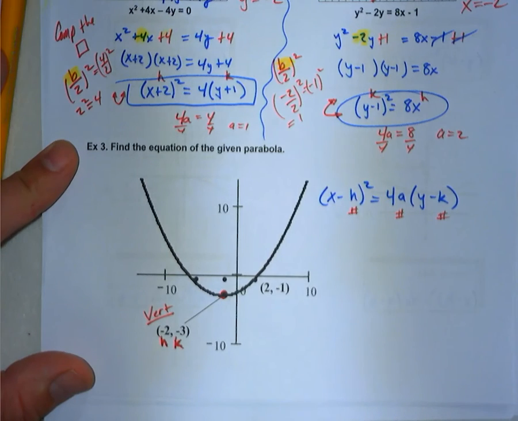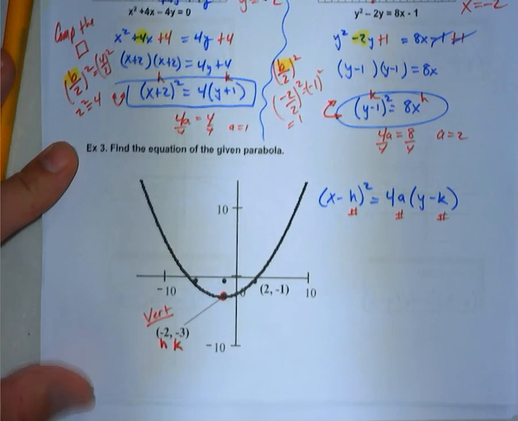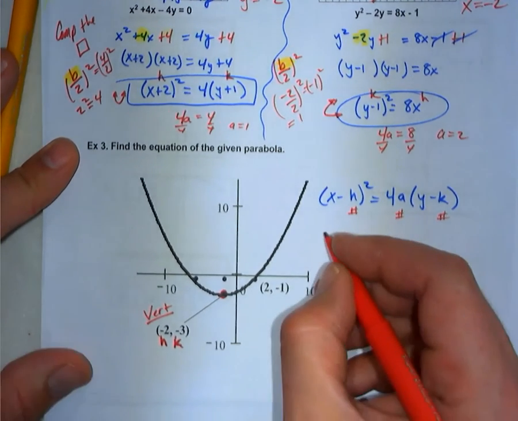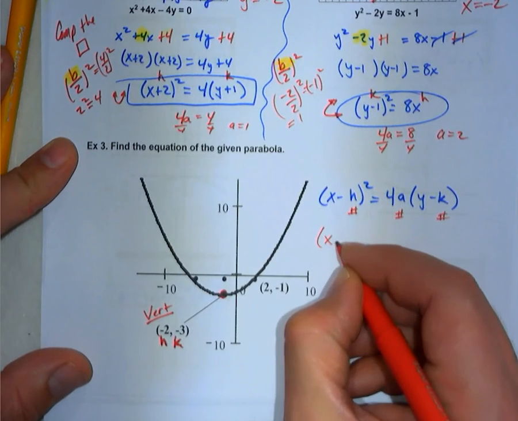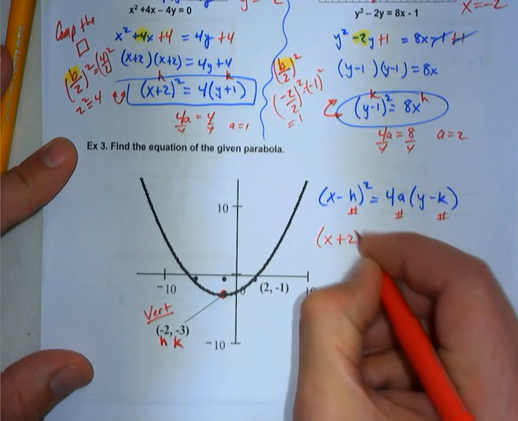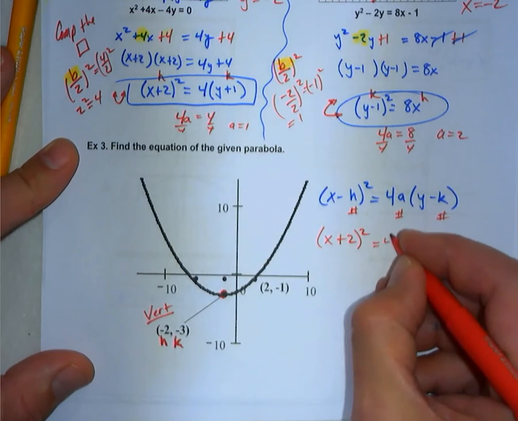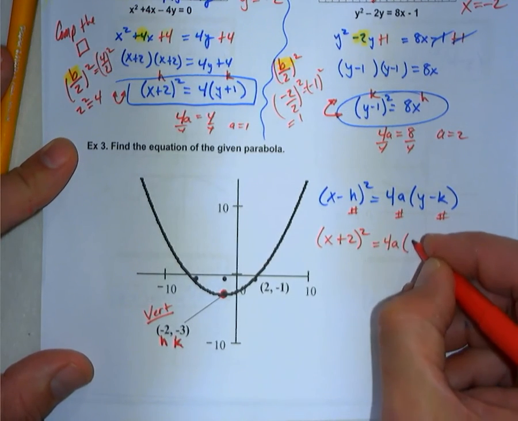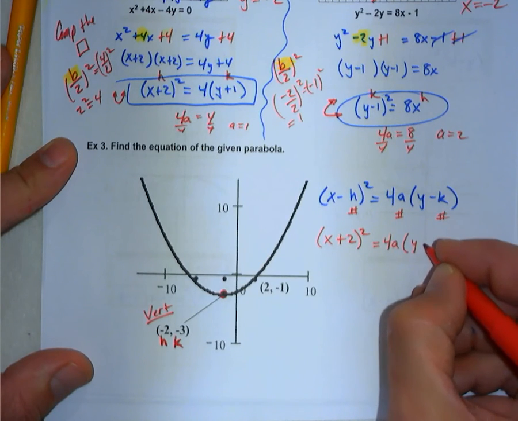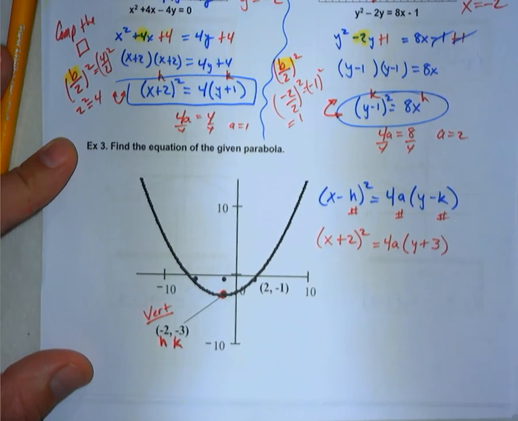Okay. So I can go ahead and plug those in so you can see where we're at in terms of finding those. So I've got x minus a negative 2, so that's plus 2 when you subtract the negative, equals 4a. And then y minus k: y minus negative 3 is plus 3.